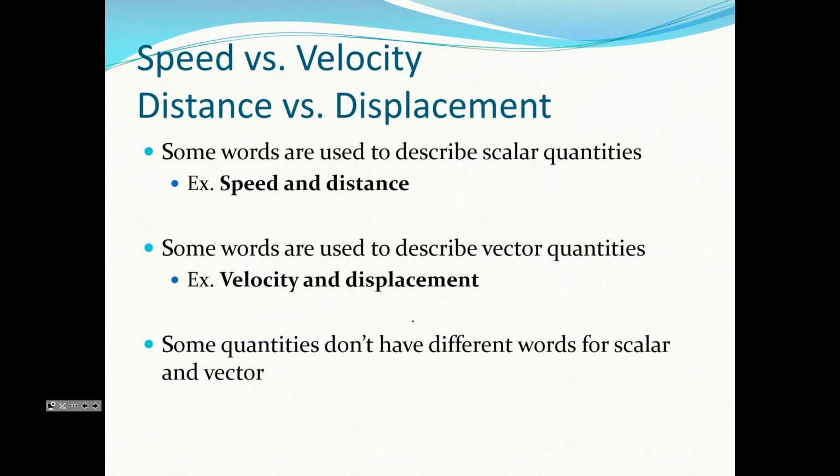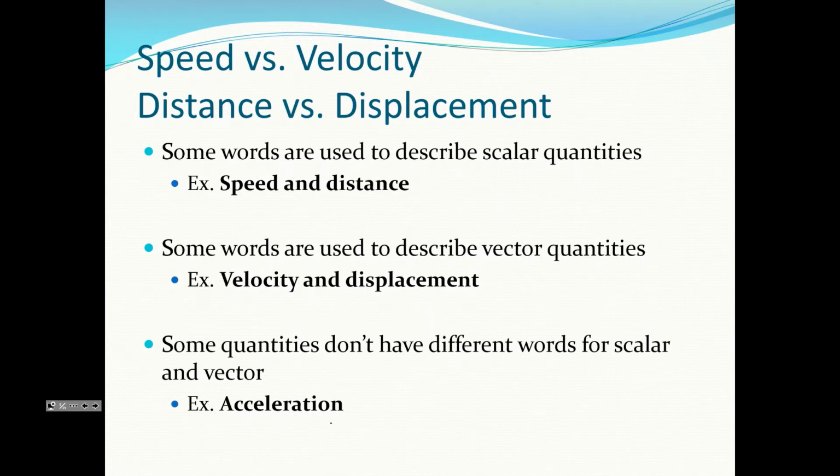So some quantities don't have different words for scalar and vector. So acceleration, sometimes we want the scalar quantity of the acceleration. Sometimes we want to know, what's your acceleration? Is it 8 meters per second squared? Cool. But sometimes we want that direction as well. So acceleration doesn't have 2 separate words.